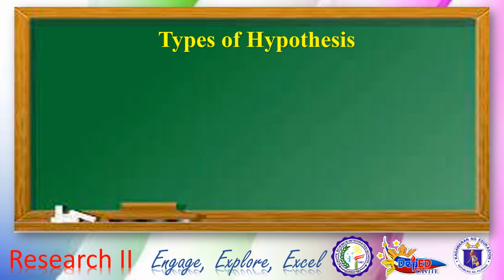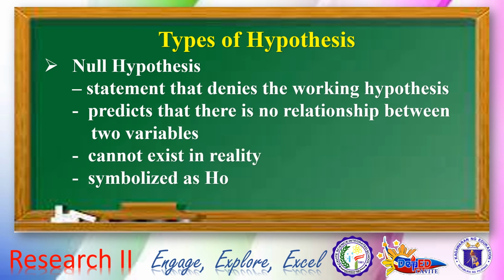Now there are types of hypotheses, but we will only focus on two types of hypothesis. So the first one we have the null hypothesis. So when we say null hypothesis, it is a statement that denies the working hypothesis. Deny, kaya nga diba null? So this is a negative hypothesis. It predicts that there is no relationship between two variables.